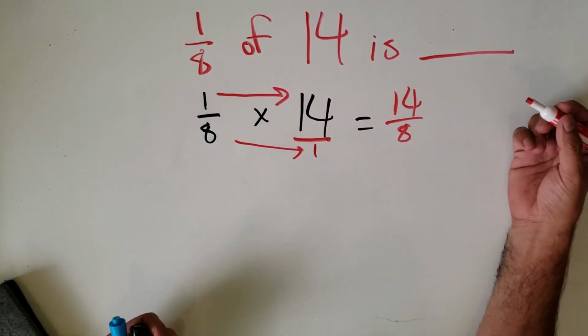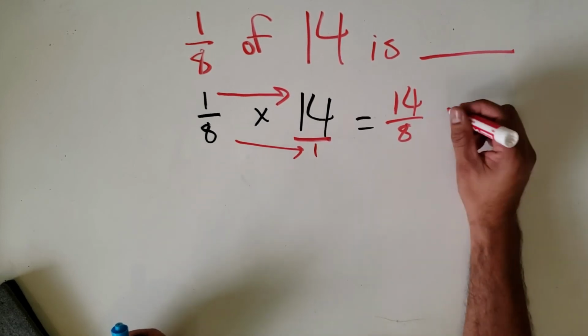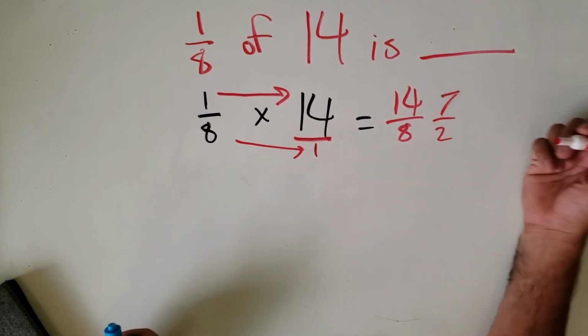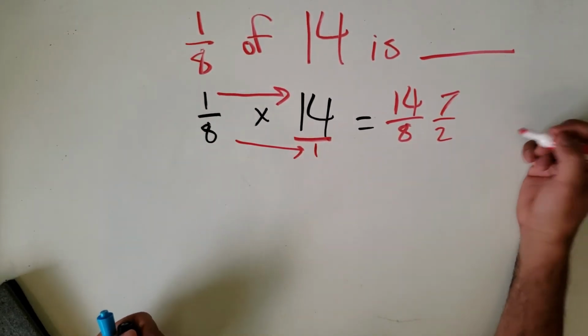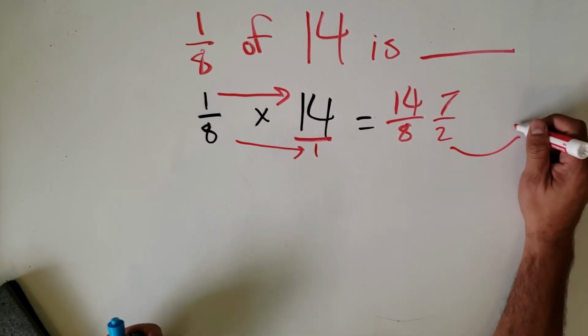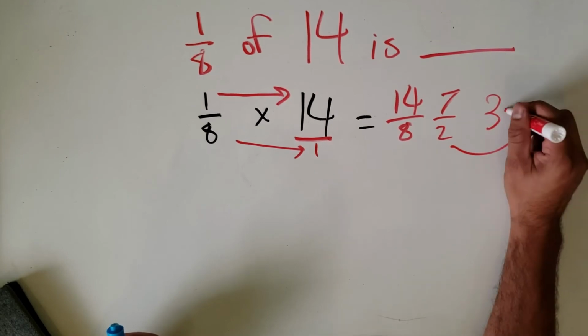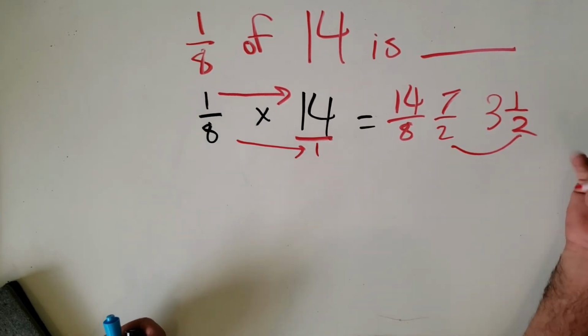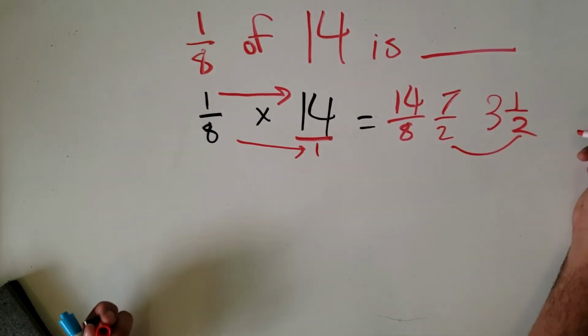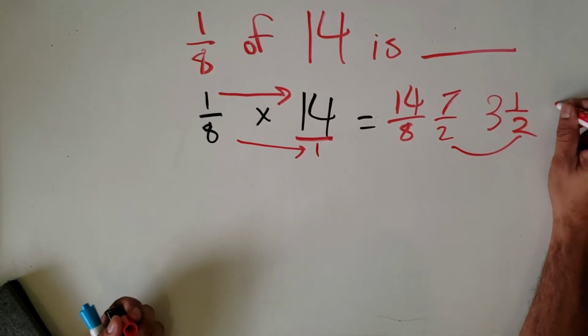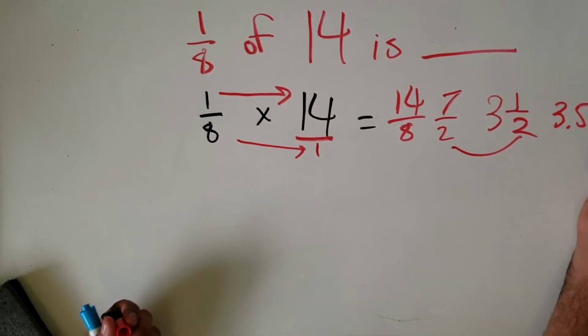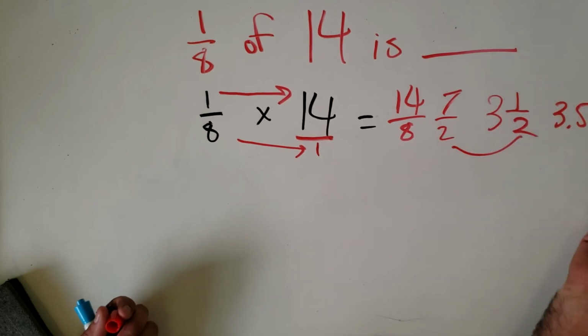So technically I am done. I got 14 over 8, but I can simplify it. I can cut both of those in half and get 7 over 2. And then I can just do the smile method. 2 stays on the bottom. How many 2's go into 7? 3 of those. And what's left? 1. 3.5, I can change that in my head into a decimal, so that's 3.5. Okay, so all 4 of these are the answer.